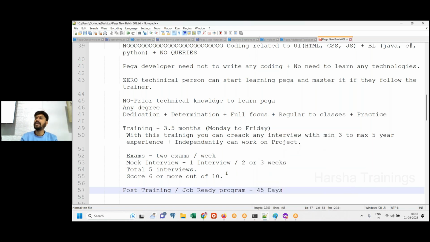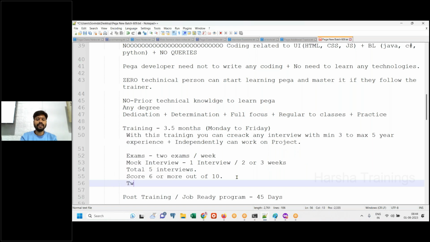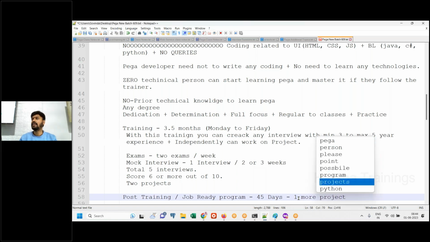What will you be doing? Throughout the training, you will be working on 2 projects, one in class and another one parallelly, starting after 2 weeks. These are 2 real-time projects. Here one more project will be there, exactly like in real time. You will never be given any help. We will not help you. We will give you a walkthrough, you have to do it, and there will be reviews.